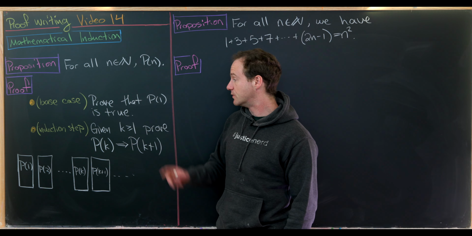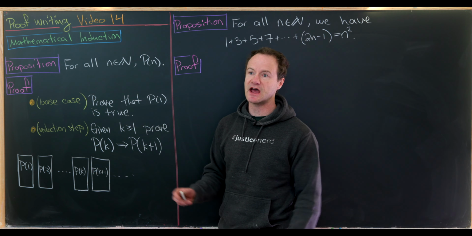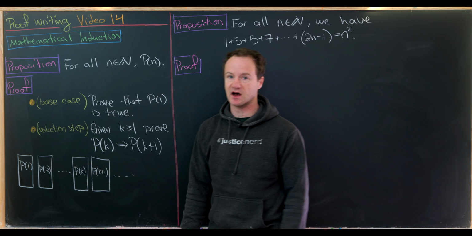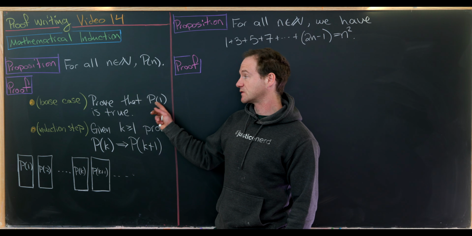But it's important to do both of these. If we check that the dominoes are close enough together without pushing over the first domino, then we haven't done anything. That's why the base case is important. But if we've pushed over the first domino without checking that the dominoes are close enough together, then all we've done is push over the first domino. That's why the induction step is important. So these two together will prove this infinite family of mathematical statements.